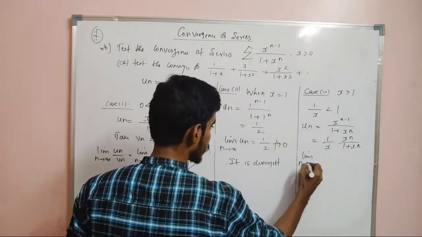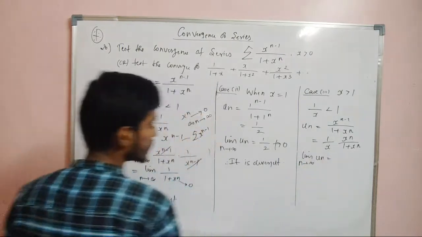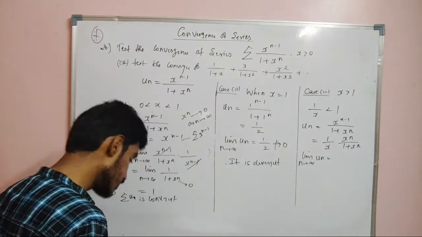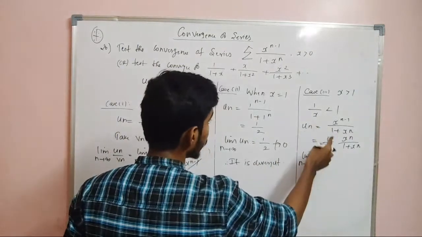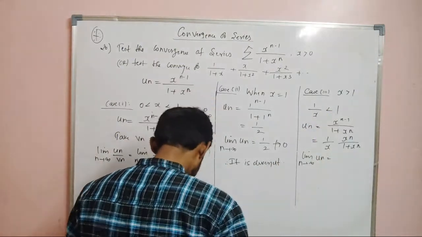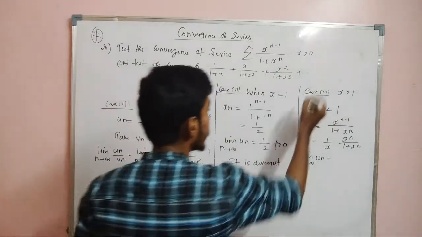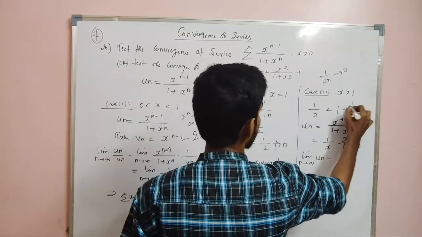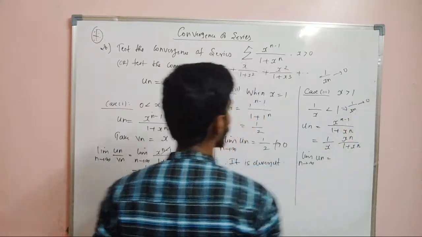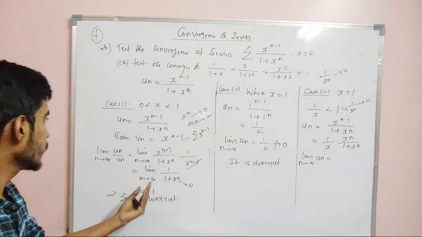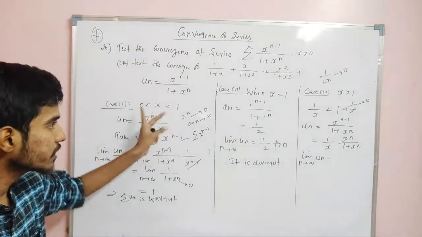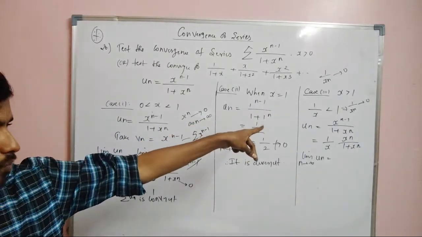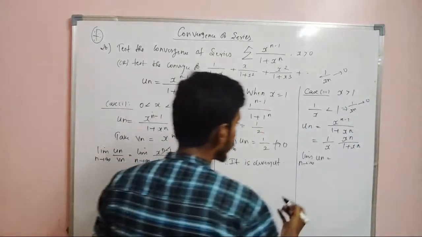Now what about the limit as n tends to infinity of un? Since we have 1 by x is less than 1, can I say (1 by x)^n tends to 0? Since 1 by x is less than 1, (1 by x)^n tends to 0 by the geometric series.